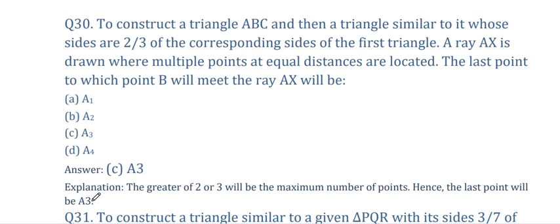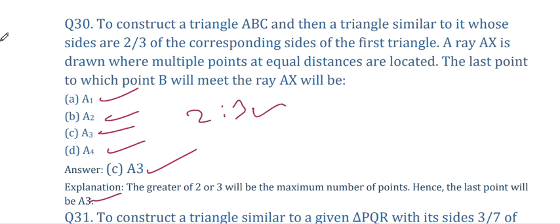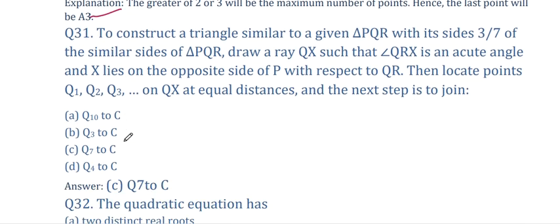To construct a triangle ABC and a triangle similar to it, whose sides are 2 by 3 of the corresponding sides of the first triangle, a ray AX is drawn where multiple points at equal distance are located. The last point at which point B will meet the ray AX will be A1, A2, A3, A4. We go with A3. The greater of 2 or 3 will be the maximum number of points, and the last point will be A3. So here 2 by 3 means 2 is to 3, that is, 3 is the greater. So the last point is 3. We go with A3.